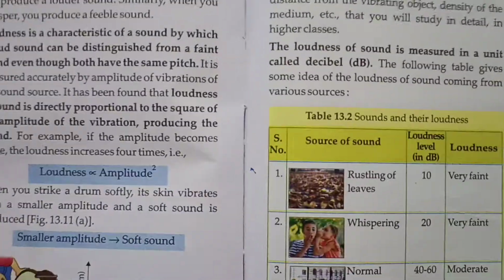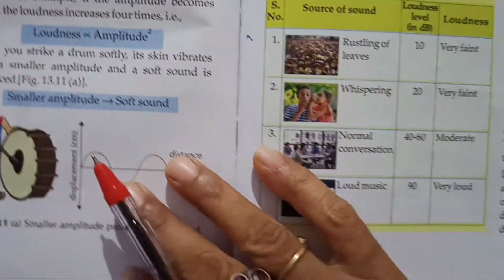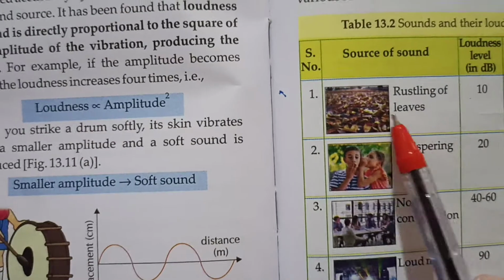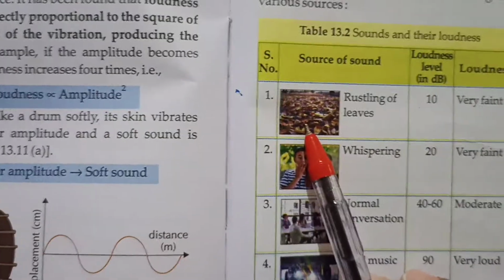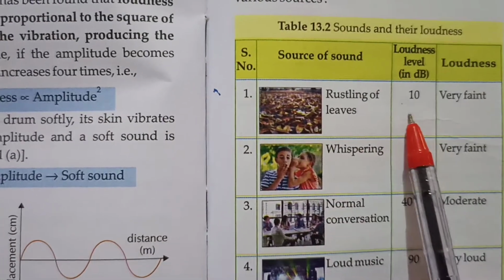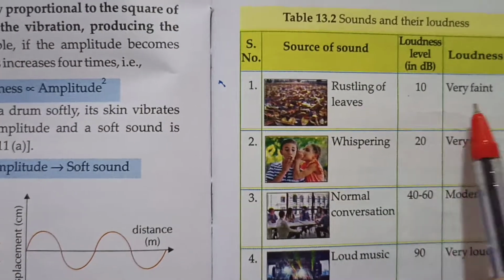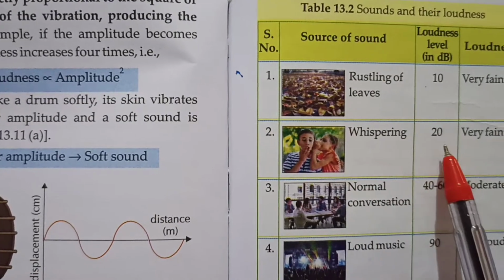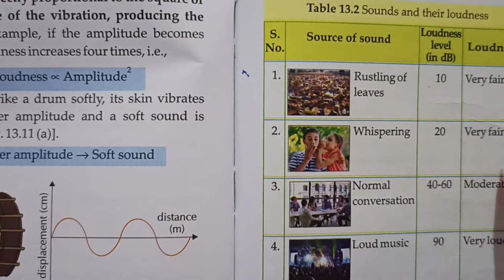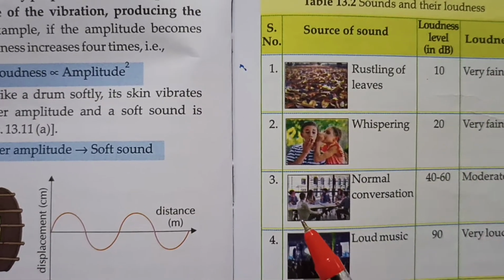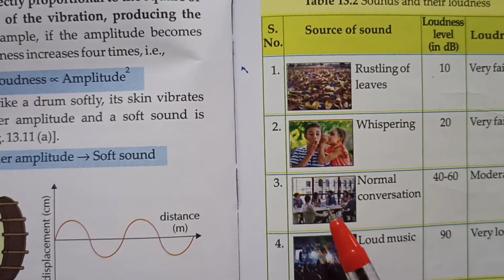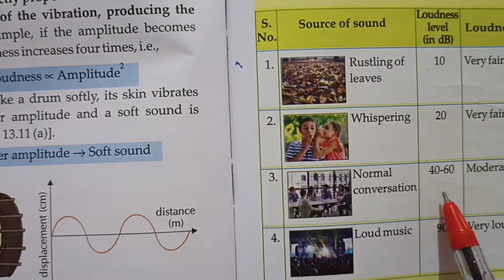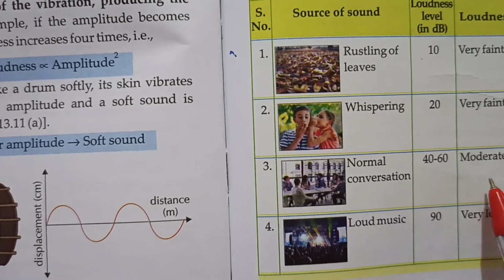The following table gives some idea of the loudness of a sound coming from various sources. This one is the rustling of leaves. Its decibel value is 10. Loudness very faint. This is whispering, 20 decibel, loudness very faint. And normal conversation loudness level is 40 to 60 decibel. Loudness moderate.